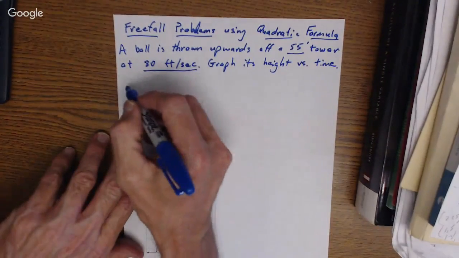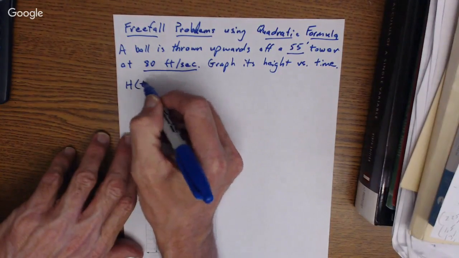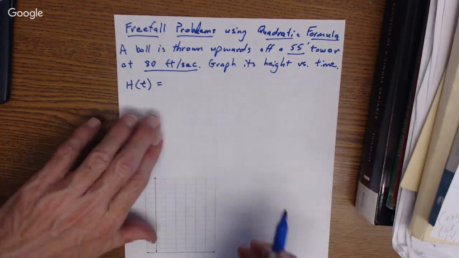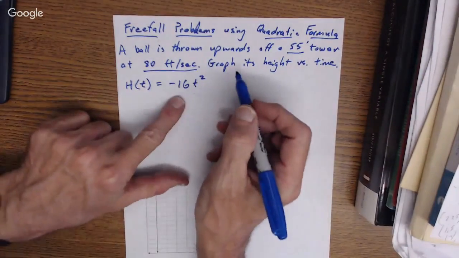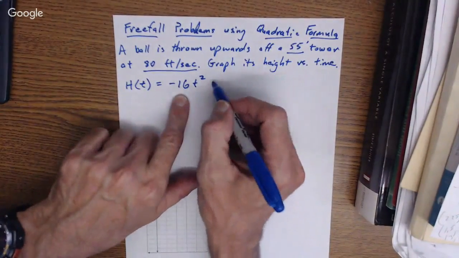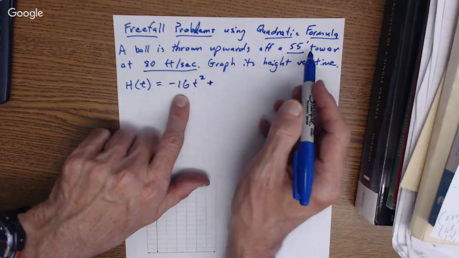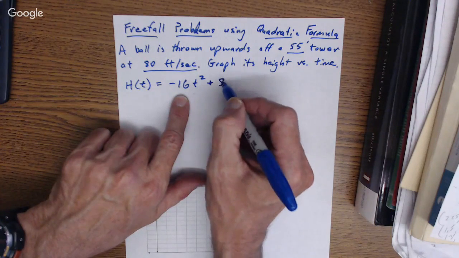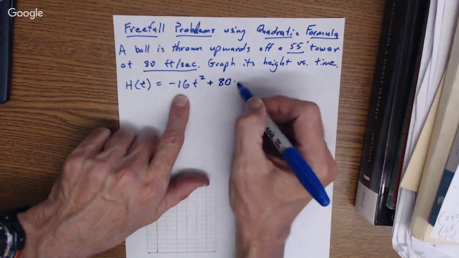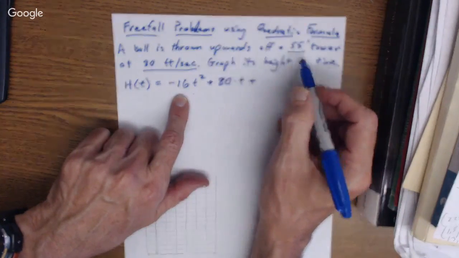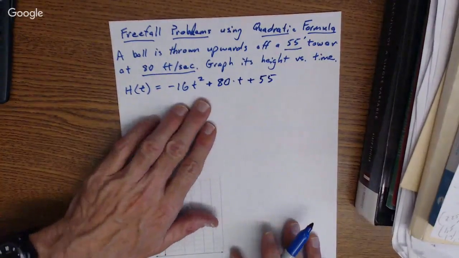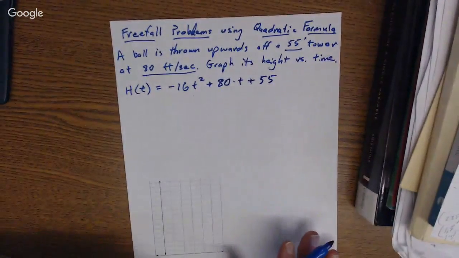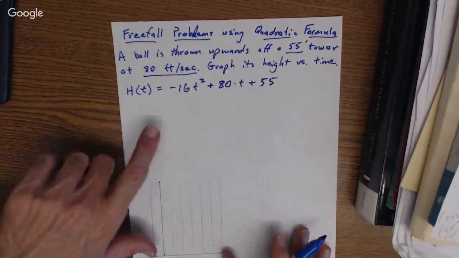So step one, write the height equation. So height is going to be a function of time. And that's going to equal negative 16 t squared. So on Earth, it's always negative 16, plus the velocity, 80 times time, plus the initial height, which is 55 feet. Okay, so that's the height equation. It'll give us the height at any time after we let go of it.